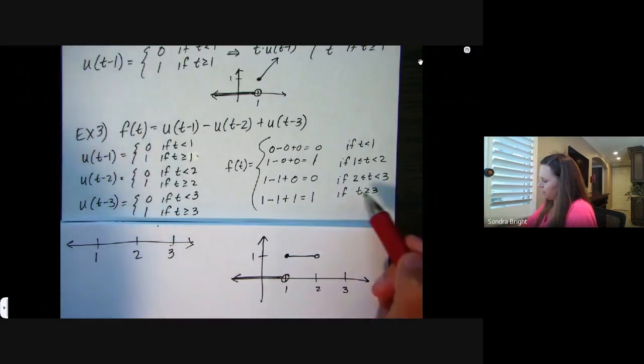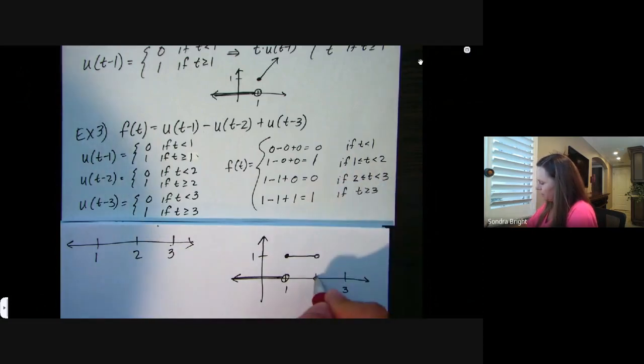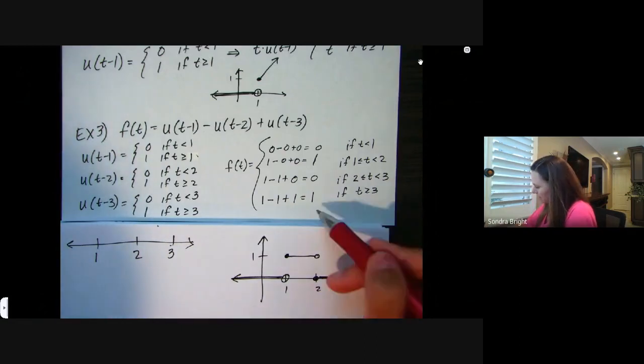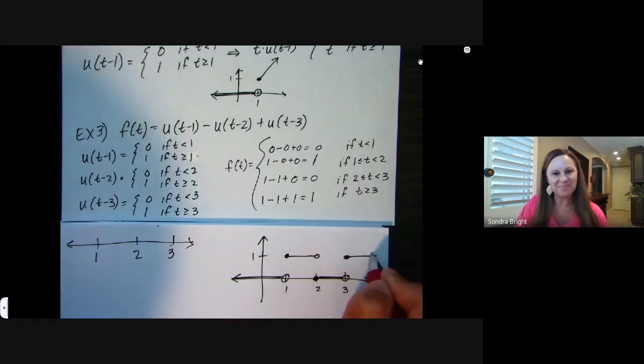Between 2 and 3, I'm at 0, closed dot on the 2, open dot on the 3, connecting those ones. And then when t is greater than or equal to 3, my value is 1. So it's a closed dot there and then going that way. There's our graph.